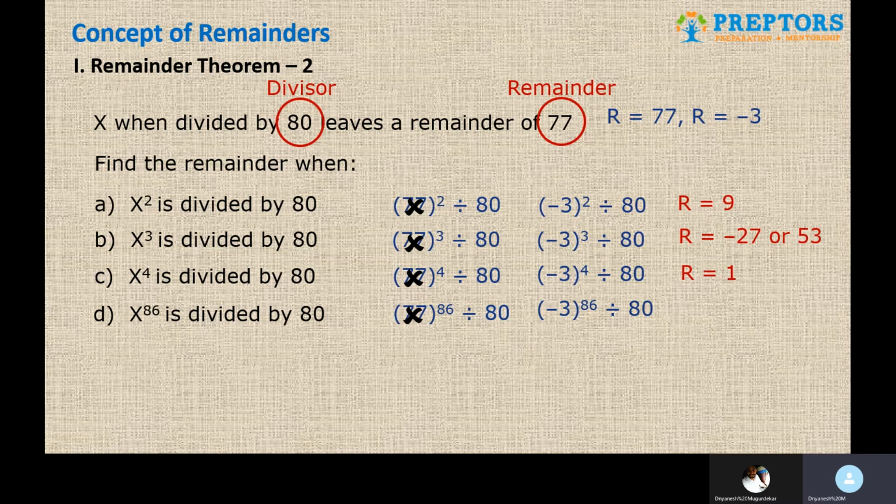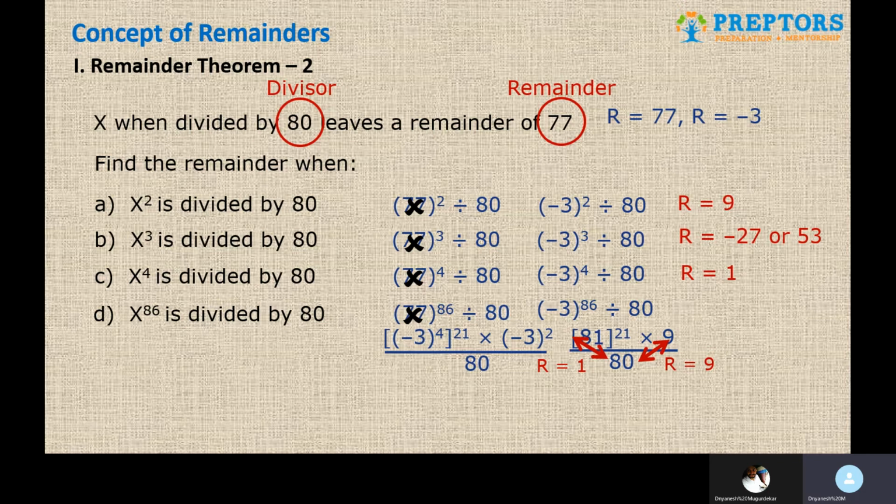But here 86 again is not a multiple of 4. The nearest number is again 84, and hence the adjustments, laws of indices. So minus 3 raised to 86 can be further simplified as minus 3 raised to 4 the whole raised to 21 into minus 3 ka square divided by 80. As usual, minus 3 raised to 4 is 81. 81 divided by 80, you get the remainder as 1. Minus 3 ka square on the right side is 9. Positive 9 divided by 80 will give you remainder 9.